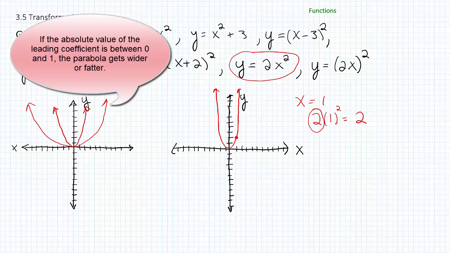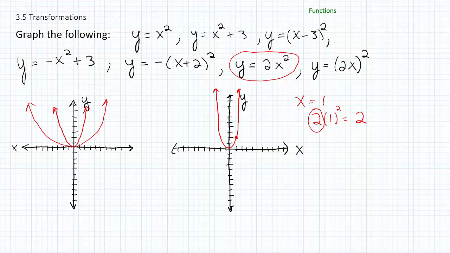So hopefully that makes sense to you. If you put a fraction between 0 and 1 in terms of absolute value, we're going to have it become wider. Of course, whether it opens up or down is determined by the sign. That's why we're saying absolute value, right? If it's negative 1/2, it does the same thing, just opens down, correct?